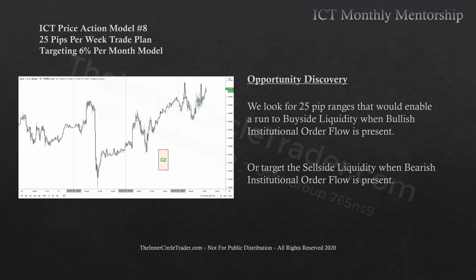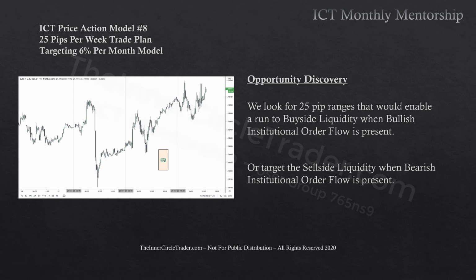Opportunity discovery. We look for 25 pip ranges that would enable a run to buy side liquidity when bullish institutional order flow is present, or target the sell side liquidity when bearish institutional order flow is present. Now if you look at this diagram to the left, it's a 15-minute time frame of the Euro Dollar.